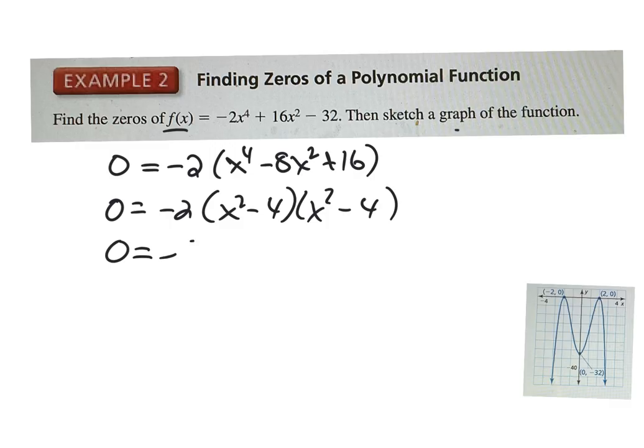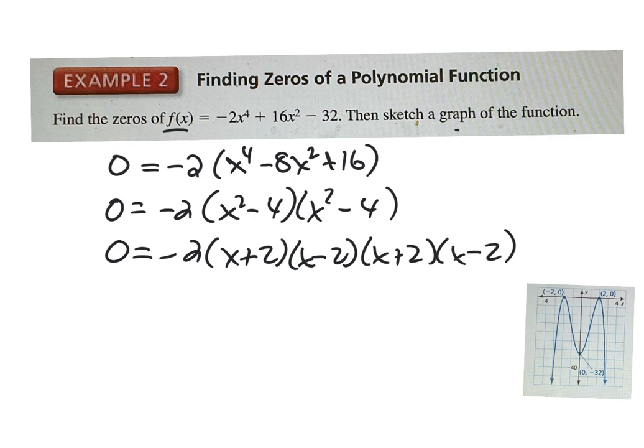All right, so I get -2. I can factor both of those x squared minus 4 into x plus 2, x minus 2, and x plus 2, x minus 2. Okay, so the zeros are going to be -2 and +2, or plus or minus 2.